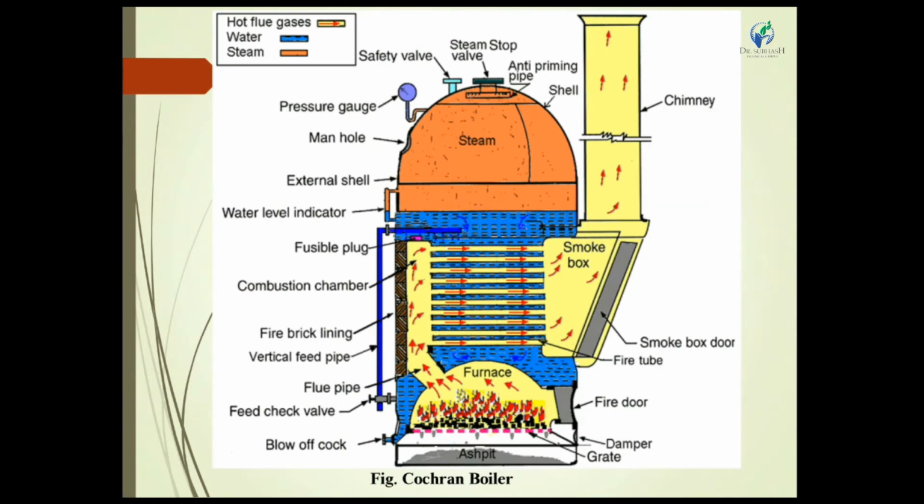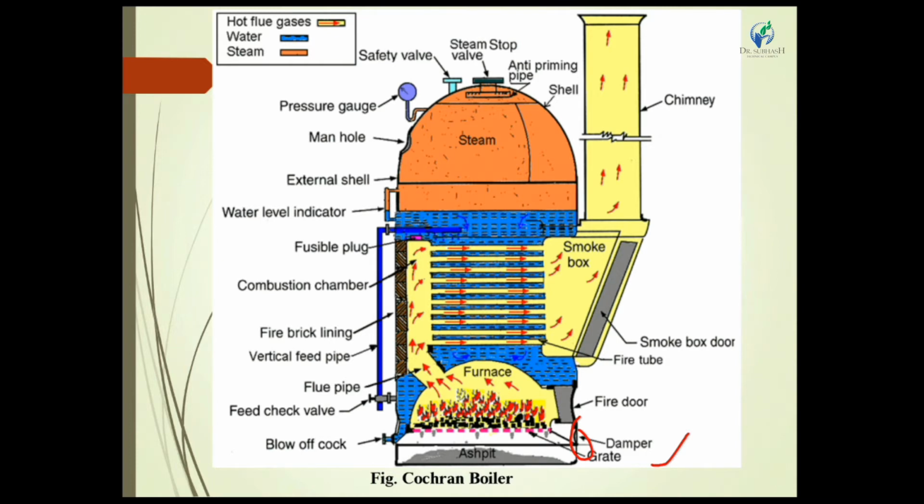This is the figure of the Cochran boiler. We have to first study all the mentioned names, then after that move on to the working of the boiler. The first point is the grate. The grate is the initial platform to provide coal for burning. Next is the damper.